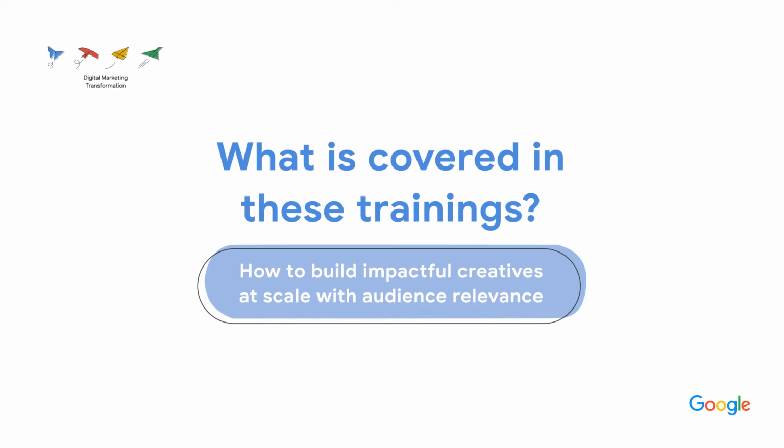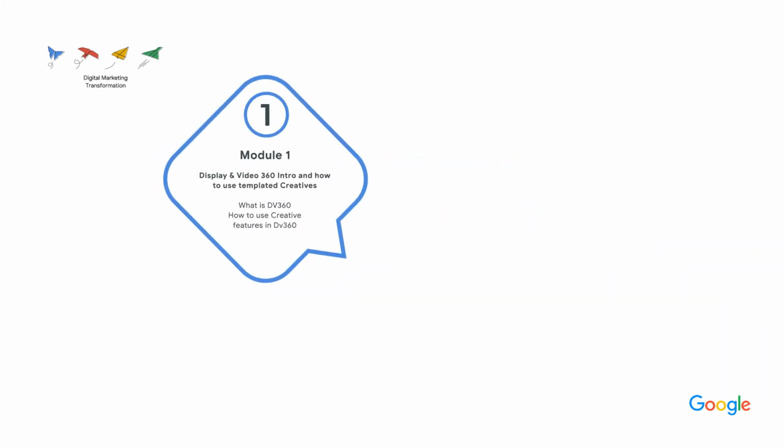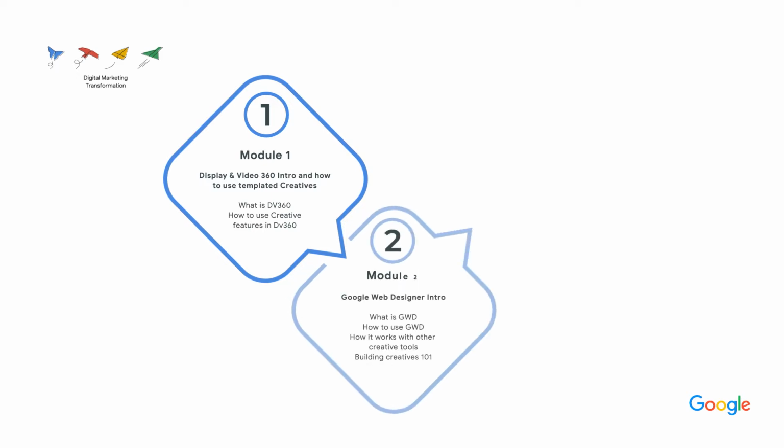So a super quick overview of all the modules that we have covered. If you haven't seen any of them, please do jump on the other videos and check them out. So the first module is a quick look at DV360 and the templates that can be used by creatives. Then we jump into module 2, where we do a quick intro into Google Web Designer. What is it, how does it work, and where to get it.